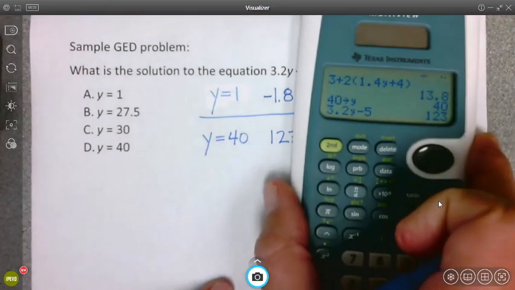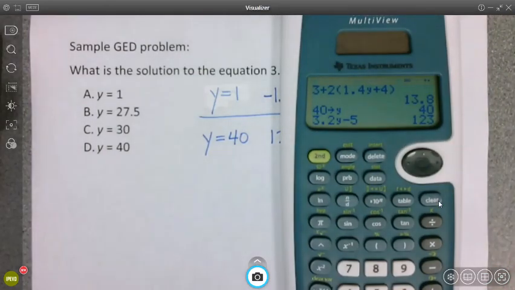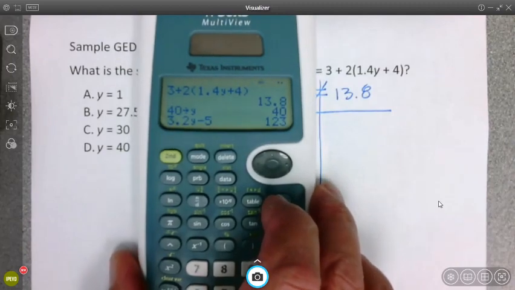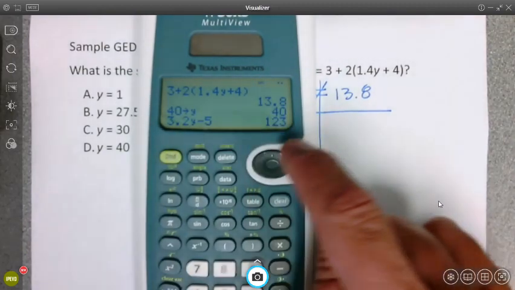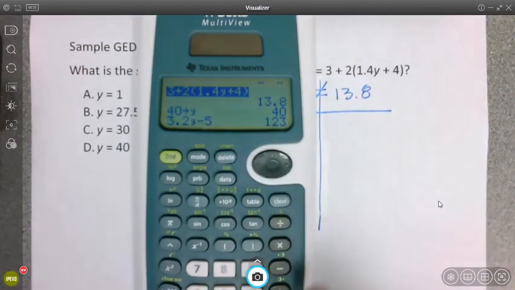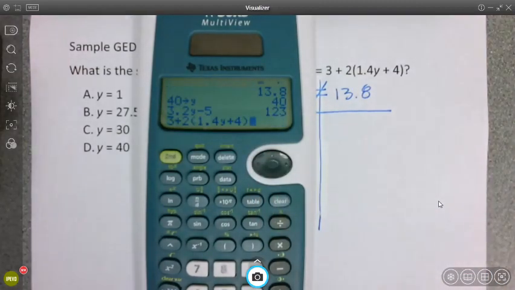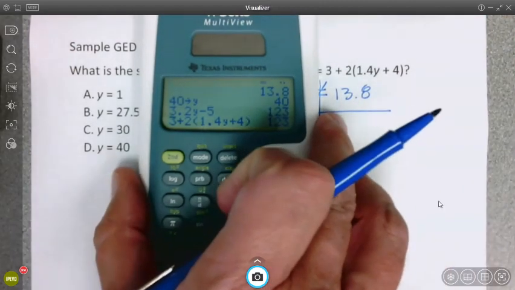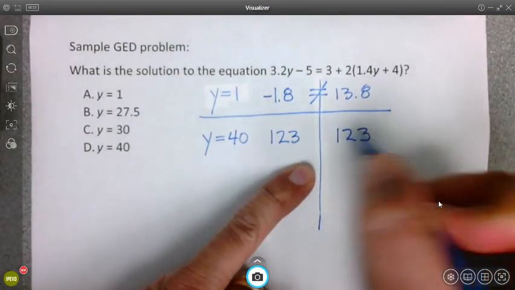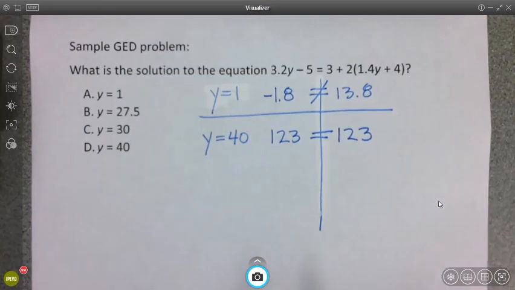So I'm going to write that here. Then of course I'm going to do the same thing for the right-hand side expression. So let me move the calculator over so we can see that. Remember, the right-hand side expression's here, so I use the cursor to go up and select that. So I move it up. I hit the enter key. That reproduces the expression. I hit enter again, and there's the value of that expression when y is 40, and it is 123. And notice those are equal.